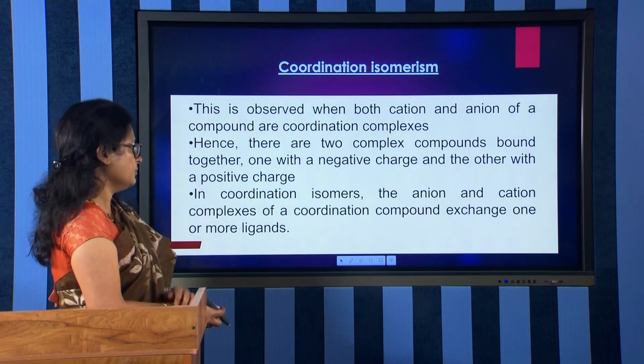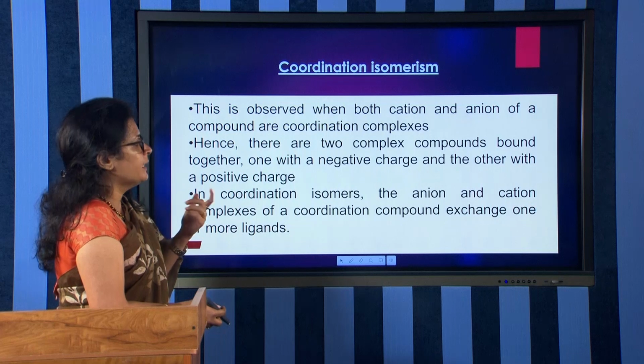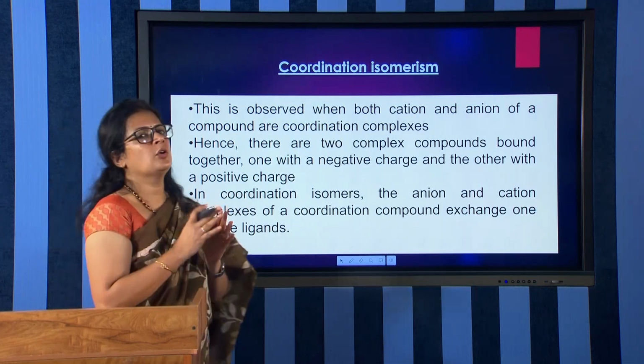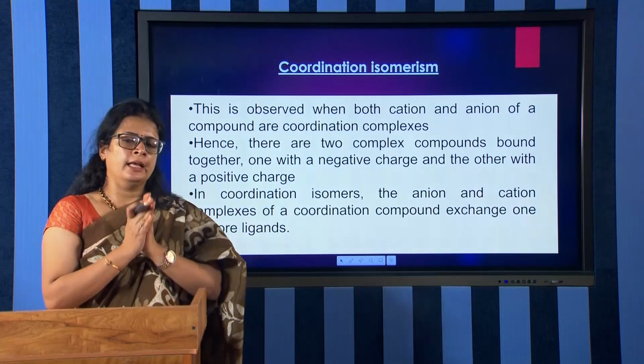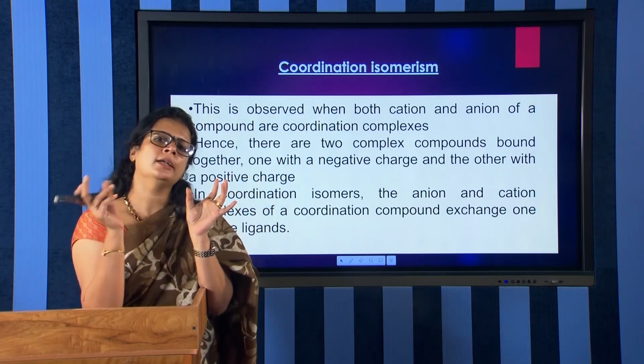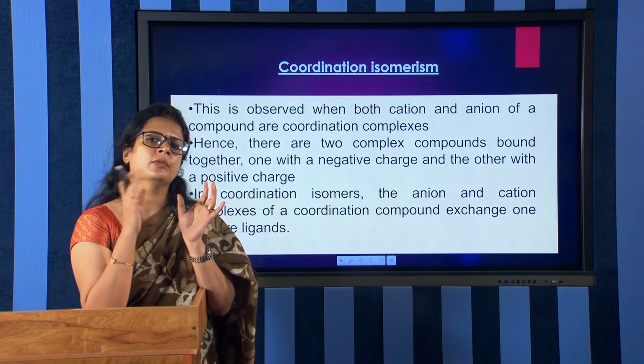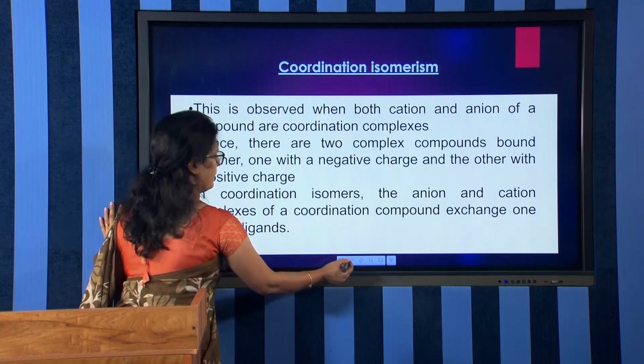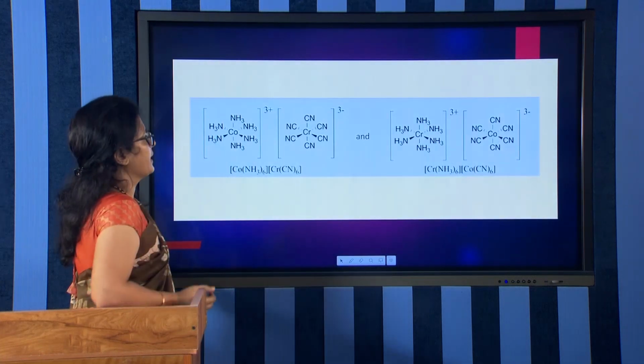And in coordination isomers, the anion and cation complexes of a coordination compound exchange one or more ligands. That is the difference. These anionic and cationic parts will be exchanging the ligands with themselves. Thus, coordination isomerism arises. Here are some examples.